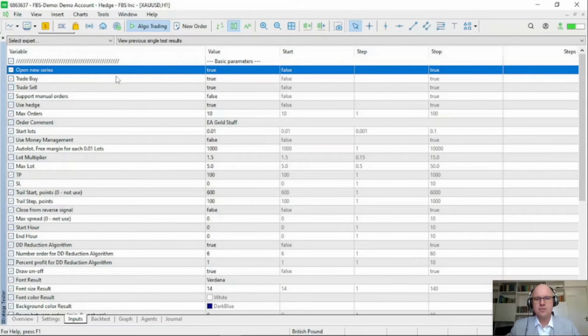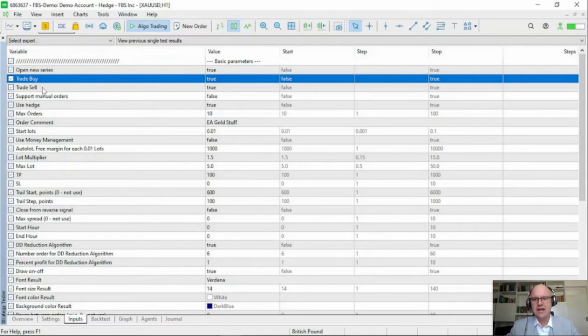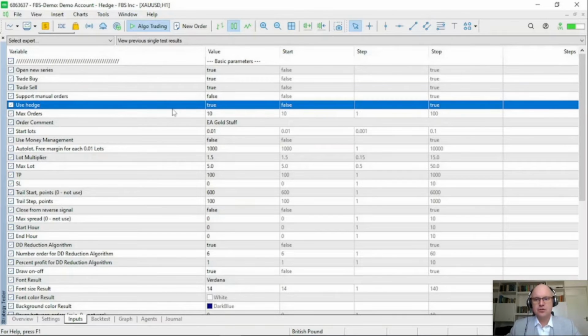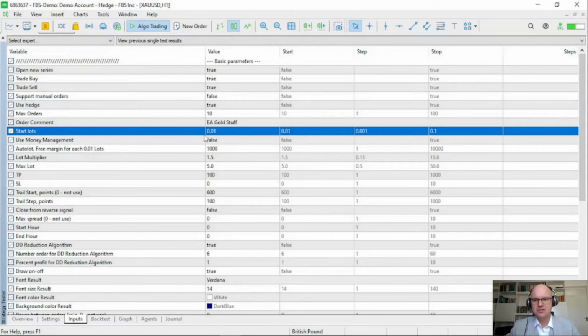Firstly, when it comes to open new series, that is for trading in the live market. The same with support manual orders. This is to be used when you enter in orders on your own and the bot will take care of the rest. The option of using a hedge is very important because that is if the bot takes both trades on buy and sell side, meaning it trades in both directions.